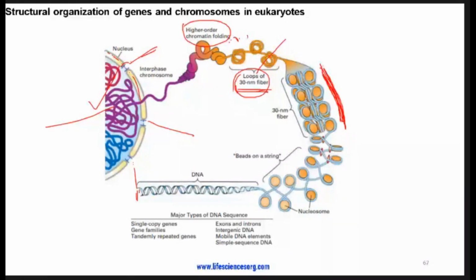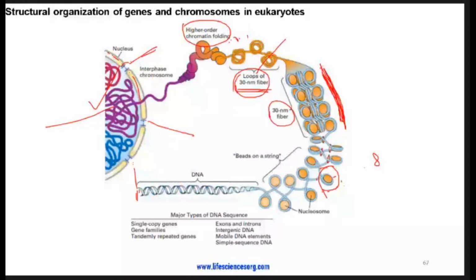These are also the 30 nanometer fibers, and when the 30 nanometer fibers are explored more, their packing appears in the form of nucleosome. A nucleosome consists of 8 histone proteins. How many proteins? 8 histone proteins, and 2 rounds of the DNA around the 8 histone proteins make one nucleosome. 8 proteins and 2 rounds of the DNA strand.